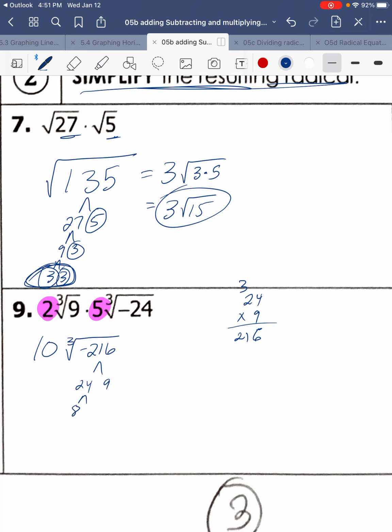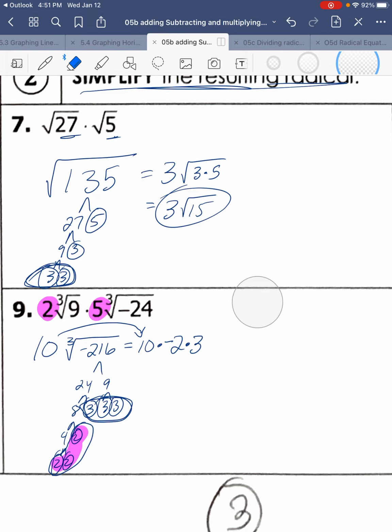24 and 9. 8 and 3. 4 and 2. 2 and 2. 3 and 3. And they're cube roots. So I'm just going to take the first group of 3, and because it's a negative, I'm going to make that a negative. So the 10 comes over, stays on the outside. The 2 is going to come out as a -2. The second grouping is going to come out as positive. So only the first group, always. Never the second group will come out as negative if there are more than one groupings of negatives.